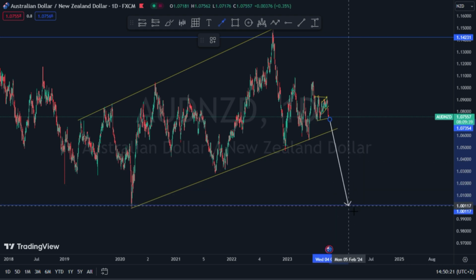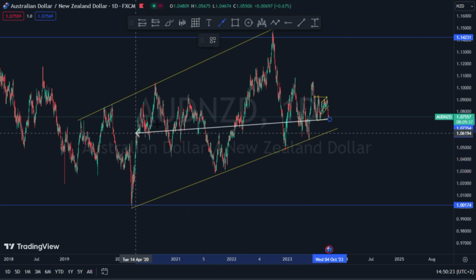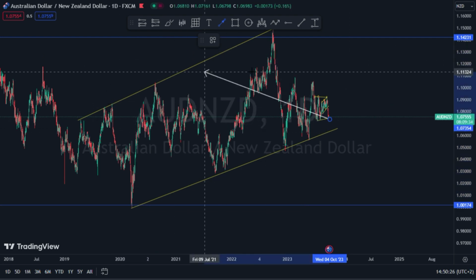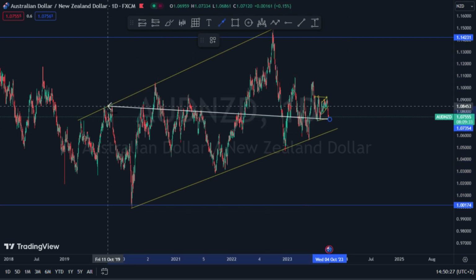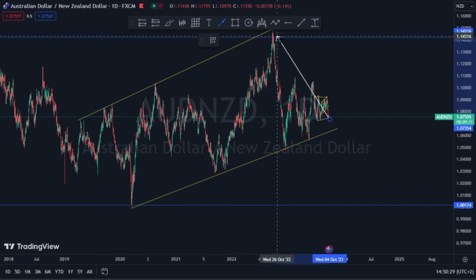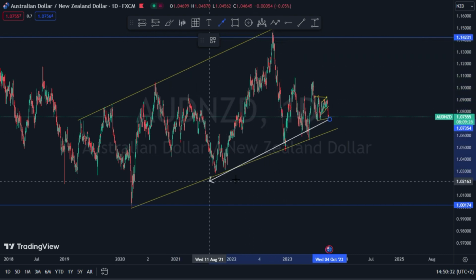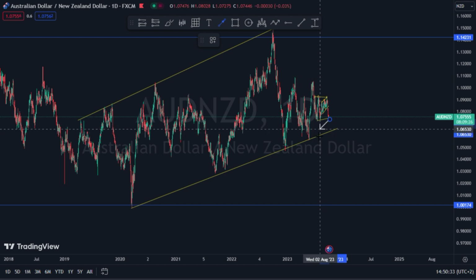Because on the overall structure we have those 1 2 3 formation, which is the first touch, second touch, and then the third touch right there. We expect the first touch, second touch, the third touch to be broken by the market.